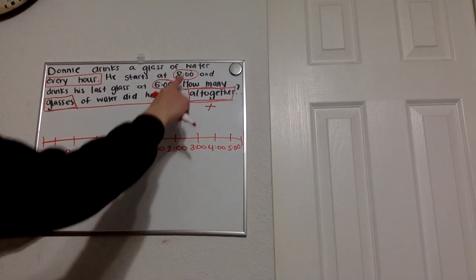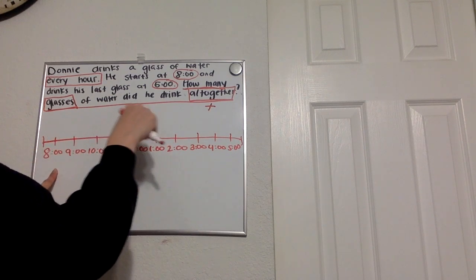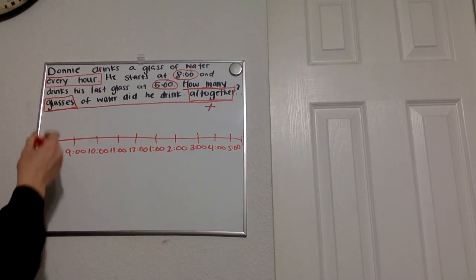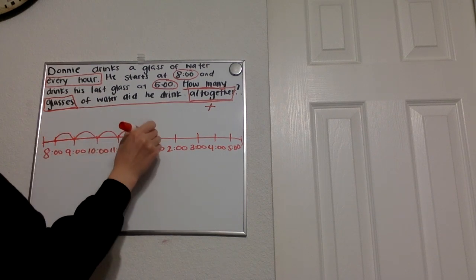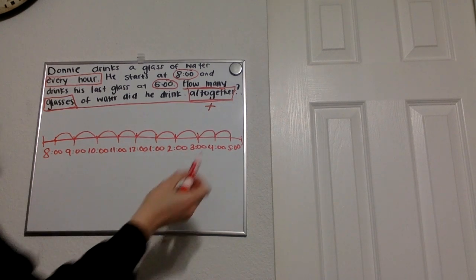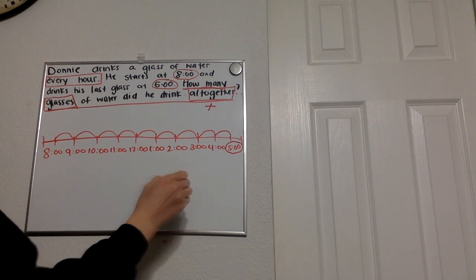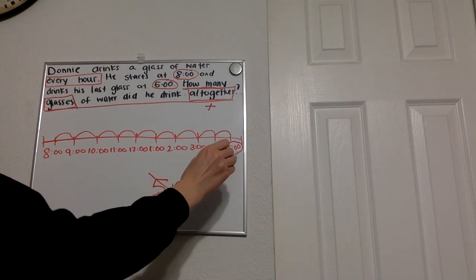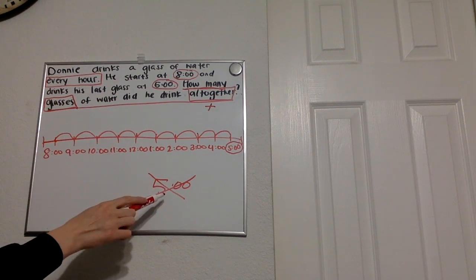Now I am going to add up my spots. I'm going to start at 8 o'clock and I'm going to stop at 5 o'clock, making a jump for each one, and we'll see how many glasses he drank. So 8, 9, 10, 11, 12, 1, 2, 3, 4, 5. So if we come to here and we write 5 o'clock down, that is not correct. That is not what we're looking for. What we are looking for is an amount of glasses. We are not looking for time.